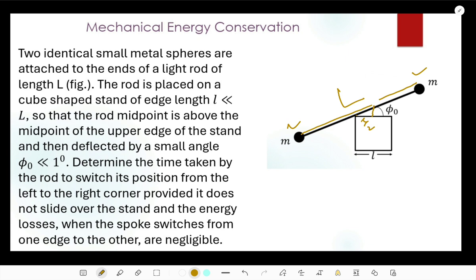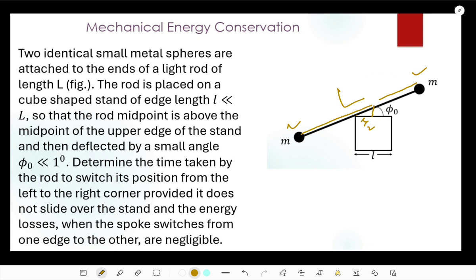But why mechanical energy conservation? Why not net torque equal to I alpha? Why not equation of moment? Because somehow we will be needing its angular acceleration as well to solve this problem, because we have to find the time taken. But the torque approach is, I think, not very fruitful in this case. So let's focus on the problem.